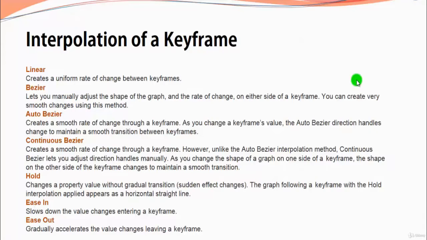So what are these basically? These are different kinds of behaviors of your clip or any kind of other images you want the behavior to be. So linear creates a uniform rate of change between keyframes, and if you see the graph, it's quite linear and there is no smooth animation. So we will look into linear now.